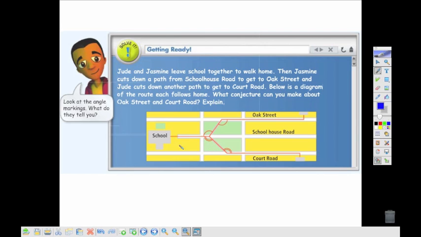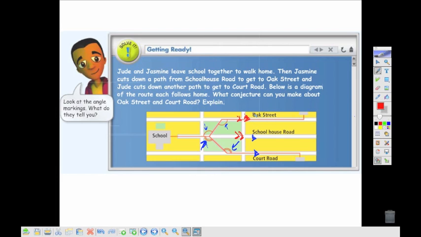In the opening example, they gave an example of two students walking home and cutting across a park. Now notice that the angle measures here are showing that these two angles are congruent. Notice that those are alternate interior angles, showing us that this Court Street Road is parallel to Schoolhouse Road. We also have this mark and this mark, which are also alternate interior angles, but these are alternate interior angles between Oak Street and Schoolhouse Road.